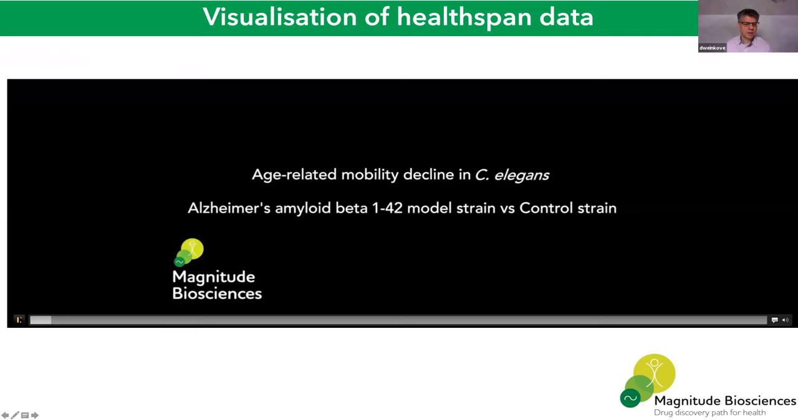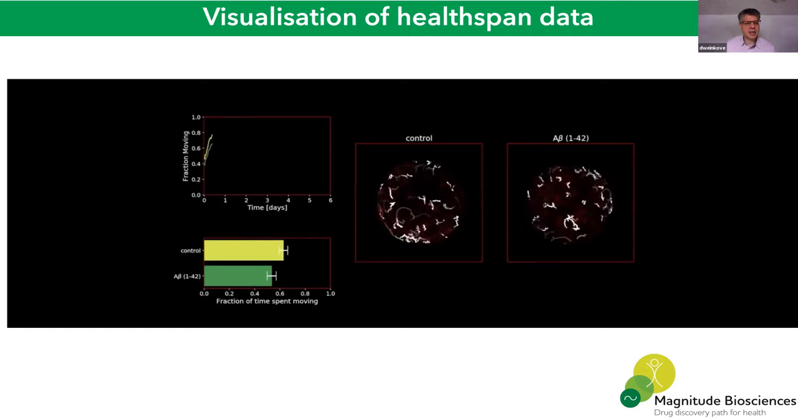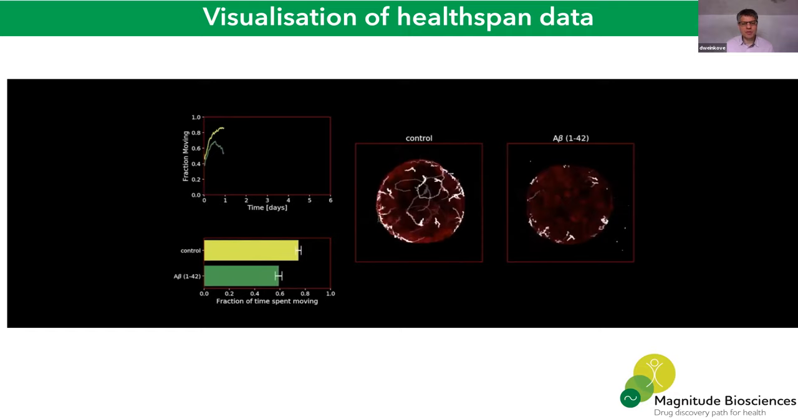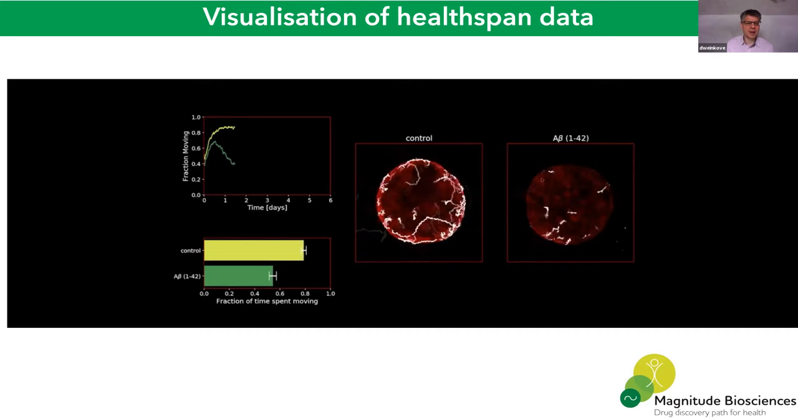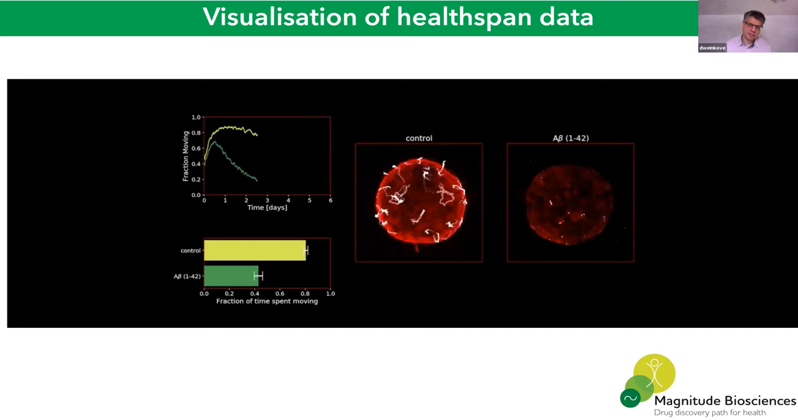So we start them off at quite a young age, as L4s, and then at day one they reach adulthood, and in adulthood they're moving as fast as they are, and they plateau there for a couple of days. After a few days they decline. The amount of movement they do declines. Now the Alzheimer's model worms decline much, much faster. But eventually the control worms also decline, just within the space of a few days.